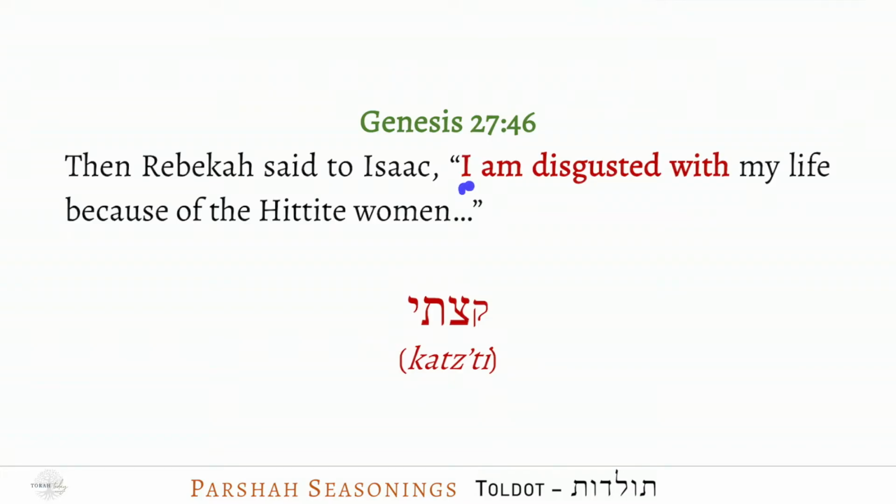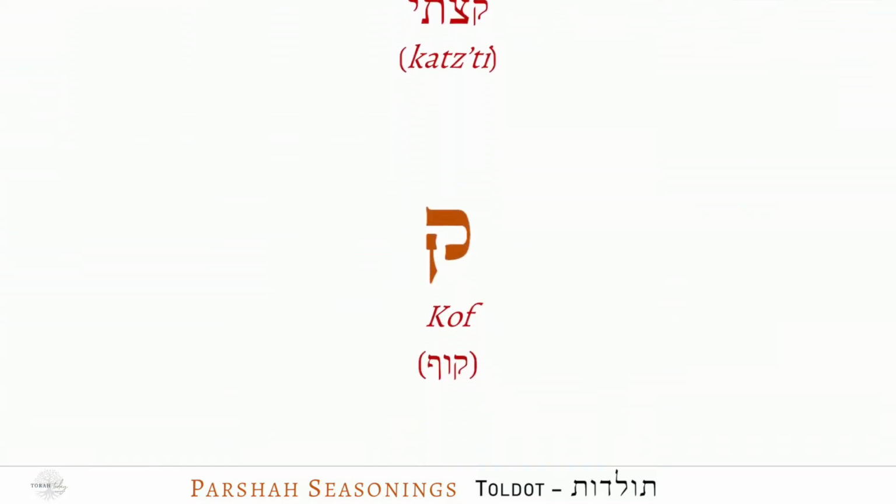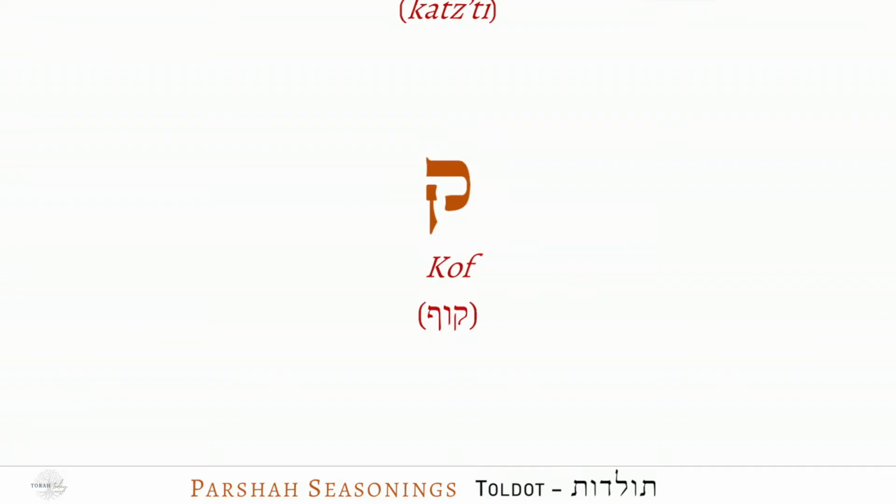And this word, I am disgusted with, is one word in Hebrew. It's the word katzti. Katzti, there it is right there. And you'll notice something. That first letter, the letter Kof, is written undersized. So there's a mystery here. Why is the letter Kof written undersized? Well, there's how the letter Kof normally looks in the Torah scroll. And one of the things that's interesting about Kof is that Kof is said to have two faces.